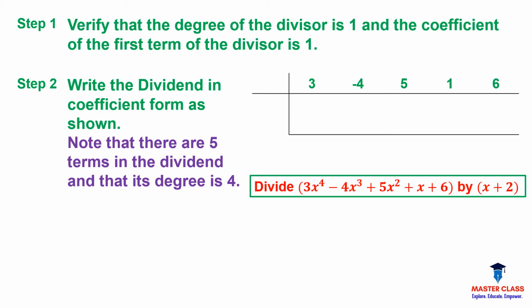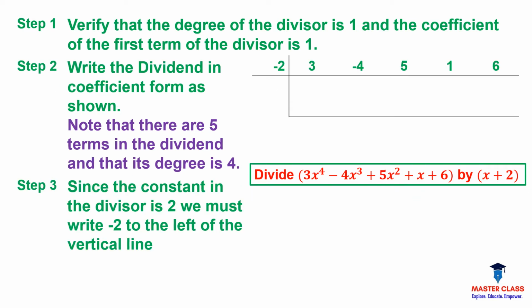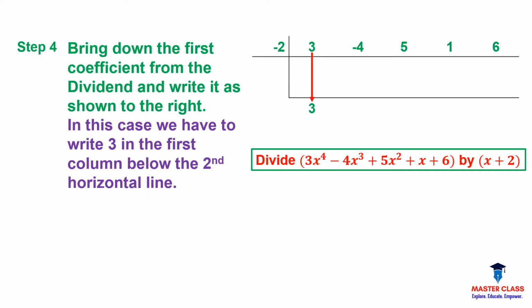So here we will write 3, minus 4, 5, 1, 6. Note that there are 5 terms in the dividend and that its degree is 4. Since the constant in the divisor is 2, we must write minus 2 to the left of the vertical line. Bring down the first coefficient from the dividend and write it as shown to the right. In this case, we have to write 3 in the first column below the second horizontal line.